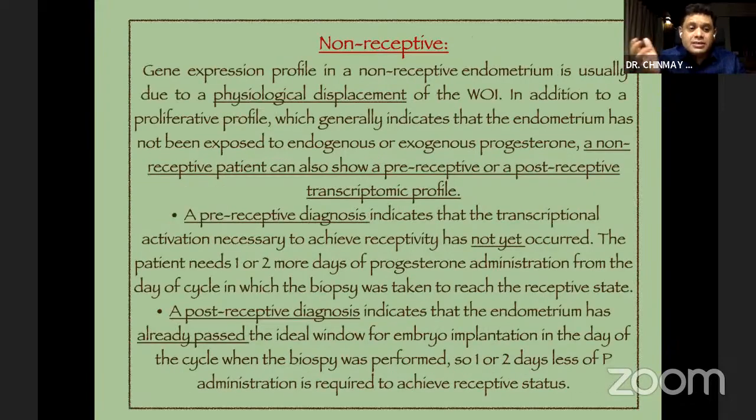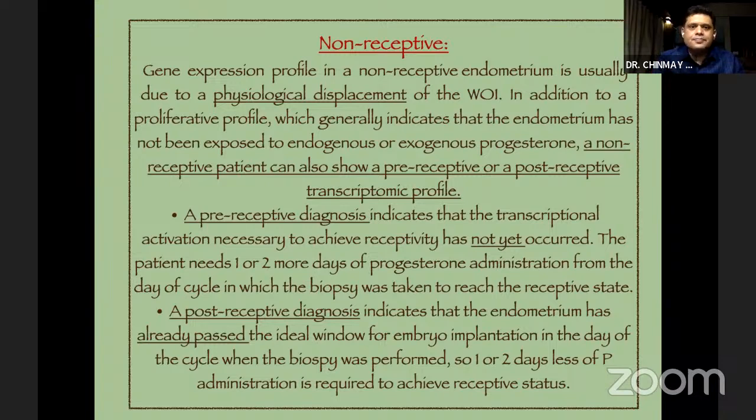Now, this is non-receptive endometrium. I've seen quite a few cases of non-receptive endometrium where adequate receptivity has not yet occurred. You feel that you have given 5 days of progesterone, but when you do the biopsy, it will tell you that it is either pre-receptive or post-receptive. These are the cases where endometrial receptivity will help you immensely in making sure that your patients conceive in subsequent cycles.